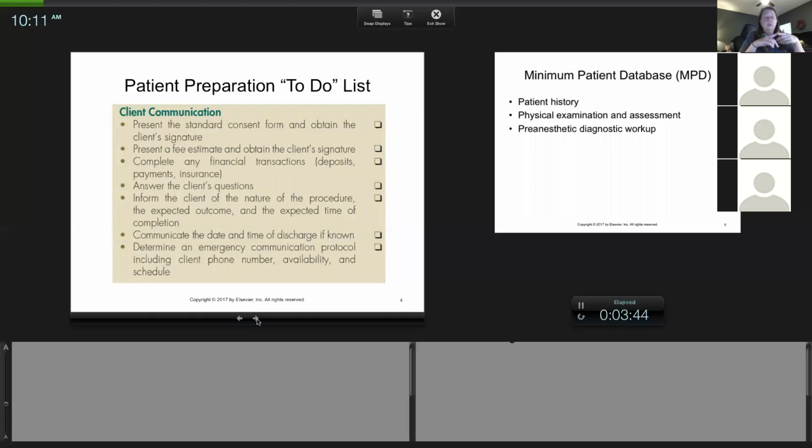But typically, one of the first things is we have to obtain consent. So usually there is some form that requires a signature. Now at VCA, the specialty hospital, our financial estimates were linked with client consent. They would look at the bill, what the expected bill is, and then at the bottom it would say, I understand and I consent to the procedure. So sometimes the financial estimate and consent are tied into the same form. And a good clinic should have some type of fee estimate given to the client.